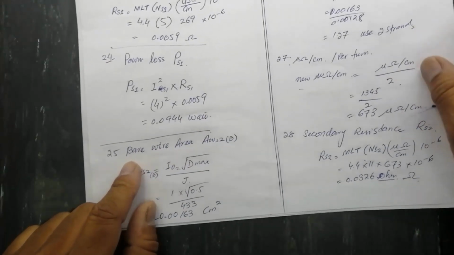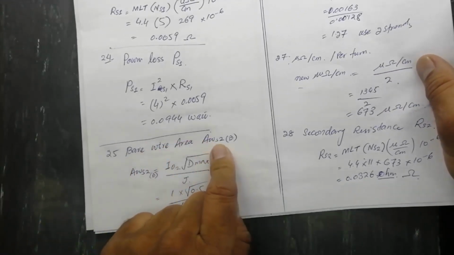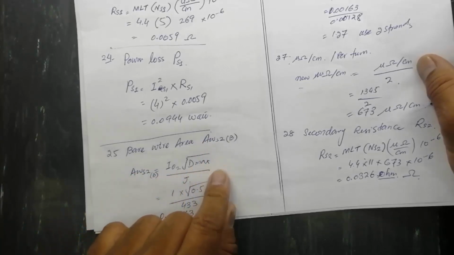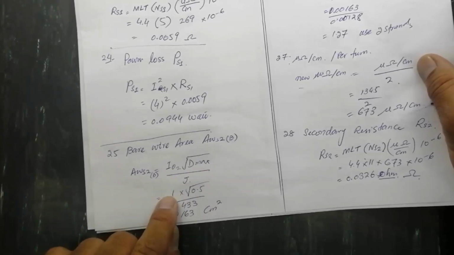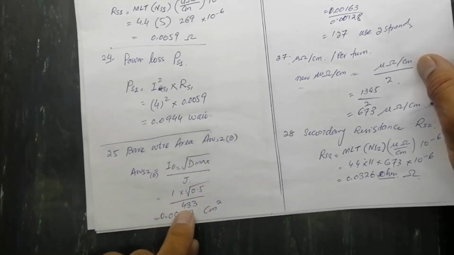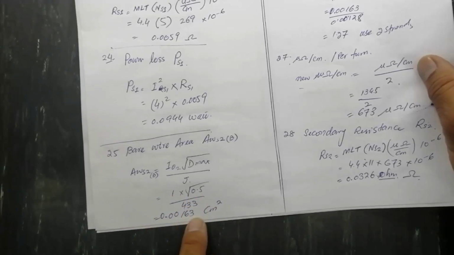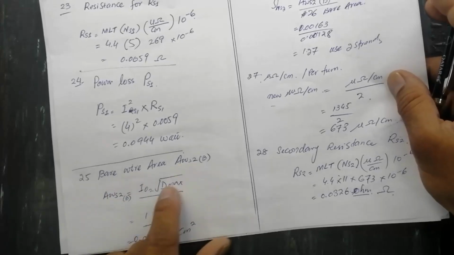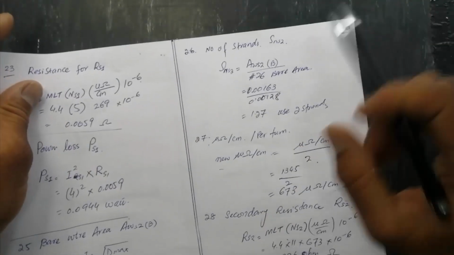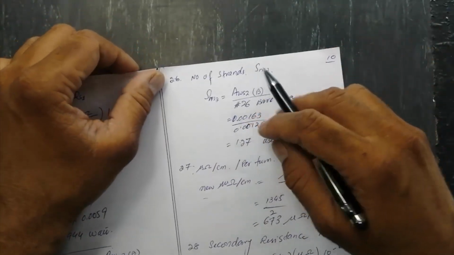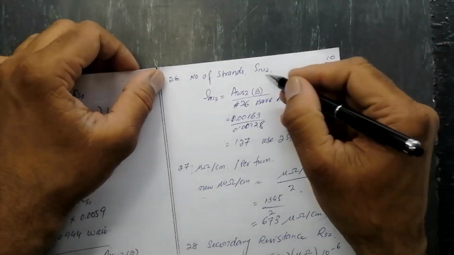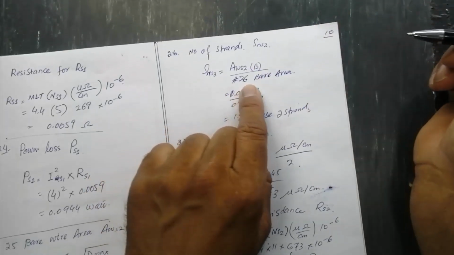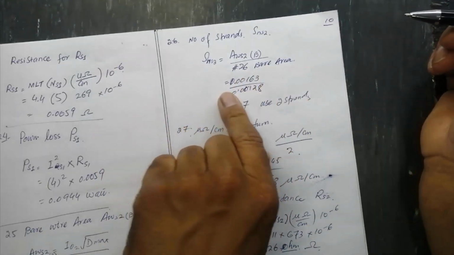Now we can calculate the bare wire area of winding number 2. The same formula, IO2 times Dmax, duty cycle maximum, divided by J, current density. I is equal to 0.5 divided by 433, and we can take this value 0.00163 centimeter square. This is AWS2, bare area.